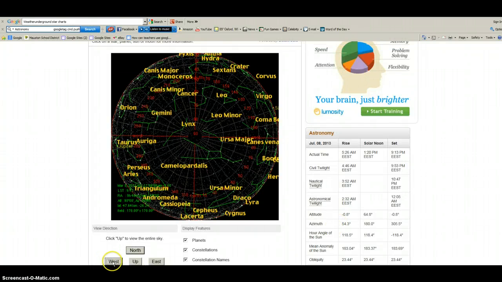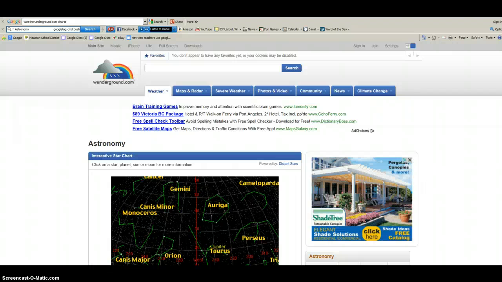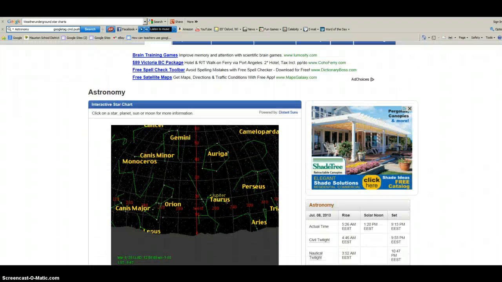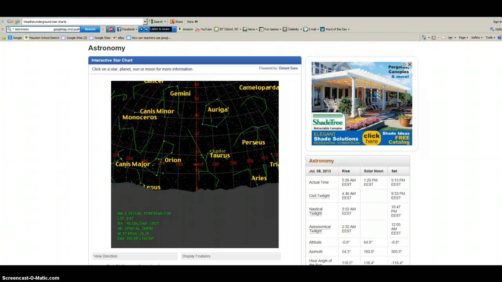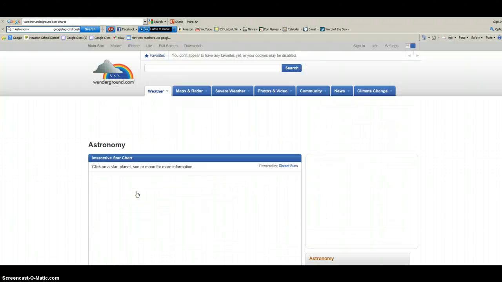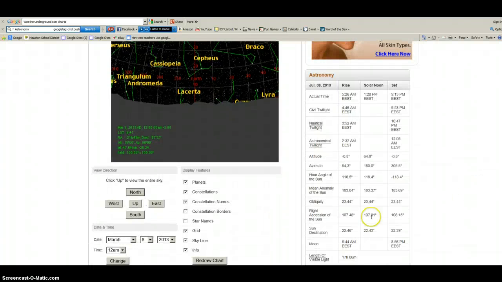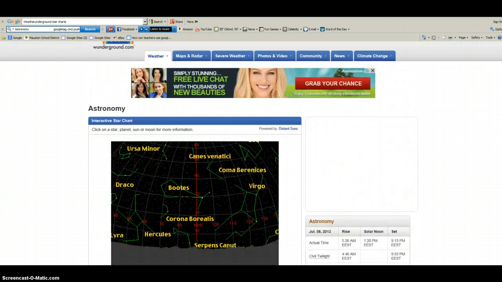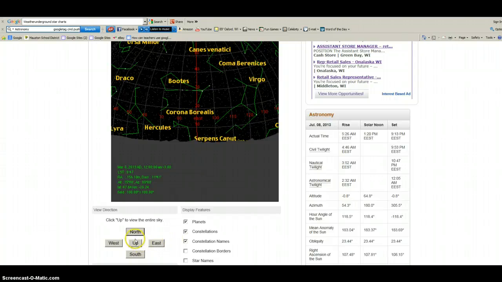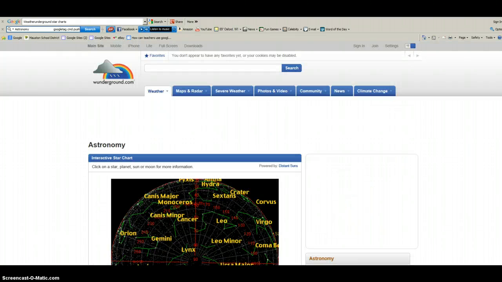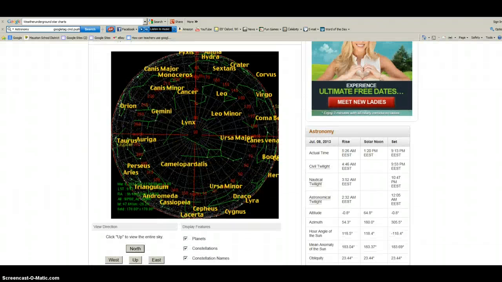Okay, let's go to the west. Go to the north. I lost it. Okay, well, you get the idea. You can find the names. You can find the... There we go. There's Jupiter over here. Jupiter is easy to see.